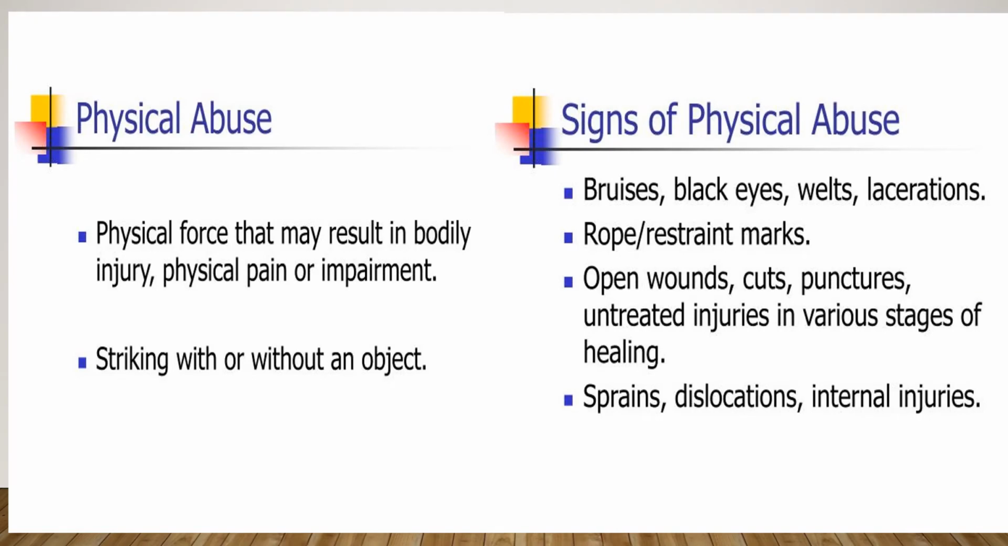Physical abuse is physical force that may result in bodily injury, pain, or impairment. It can be caused with an object or without. It will be apparent on the elderly, and we must pay attention to it. It will appear in the form of bruises, black eyes, lacerations, bed sores, punctures, cuts, restraint marks, dislocations, and an increased incidence of falls.